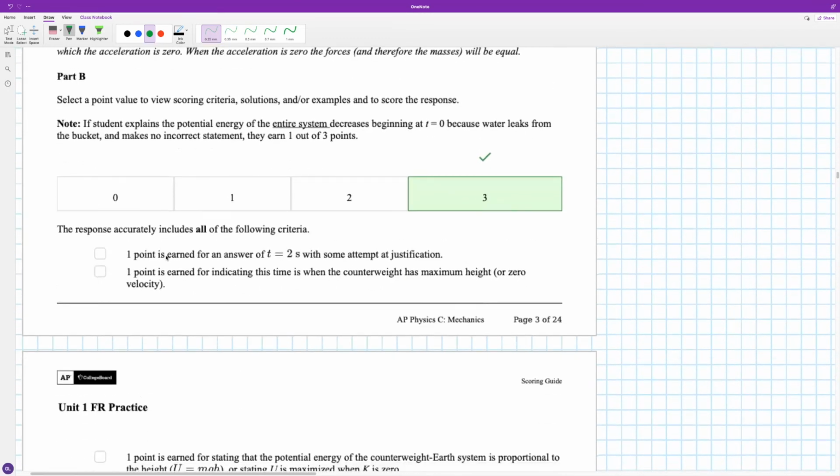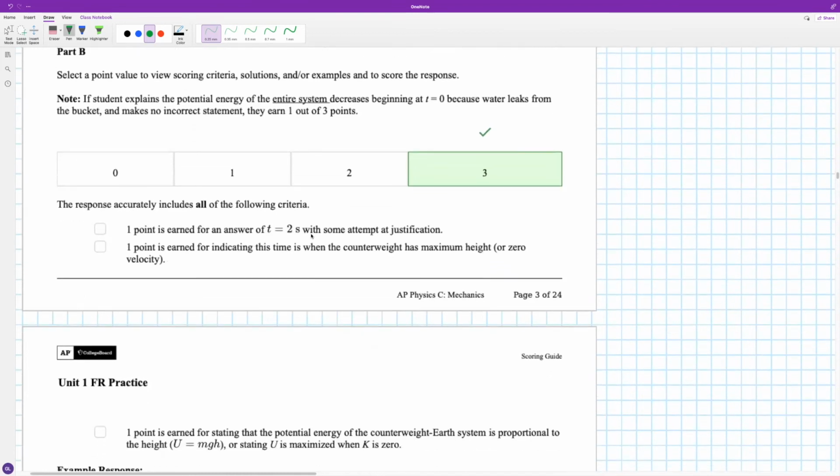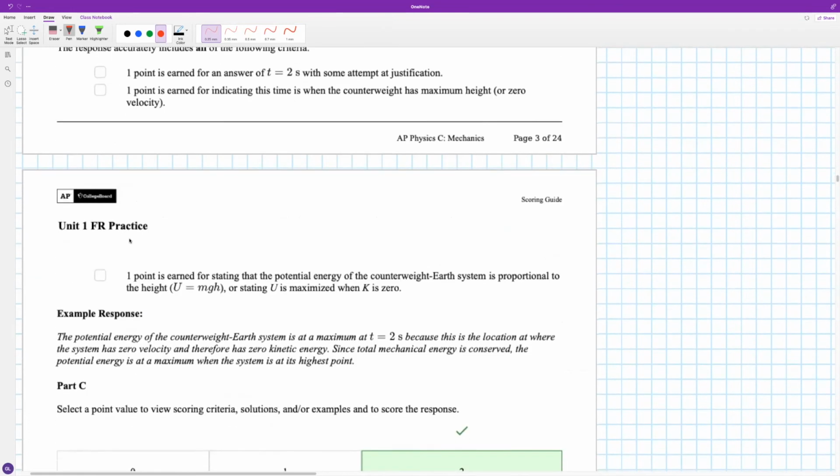So they say 1 point is earned for t equals 2 seconds with an attempt at a justification. 1 point is earned for indicating this time is when the counterweight is at a maximum height, or zero velocity. And then 1 point is earned for stating that the potential energy of the counterweight system is proportional to height, or stating that U is maximized when K equals 0.